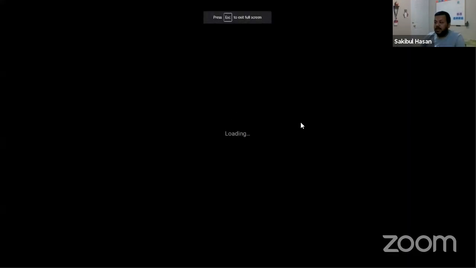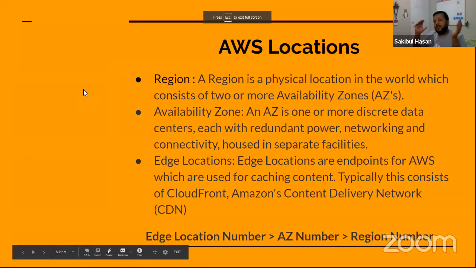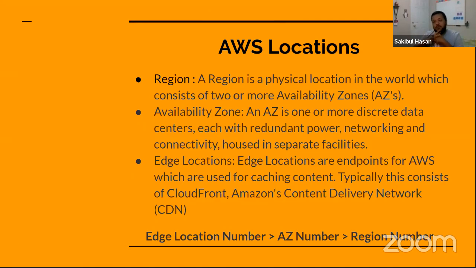If you're seeing my slide, AWS is actually divided based on locations. Their first group is called a region. So what is a region? A region is a physical location in the world which consists of two or more availability zones. So a region is kind of like a continent. For AWS, you can relate a region to a continent. It's not exactly a continent, but in the USA they have several regions, but this is their biggest block actually.